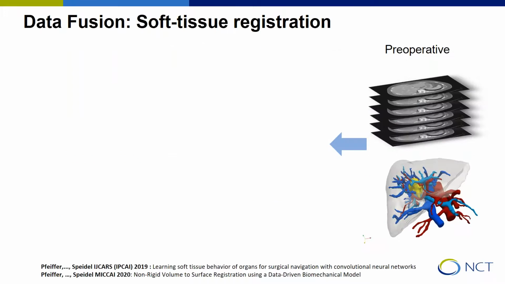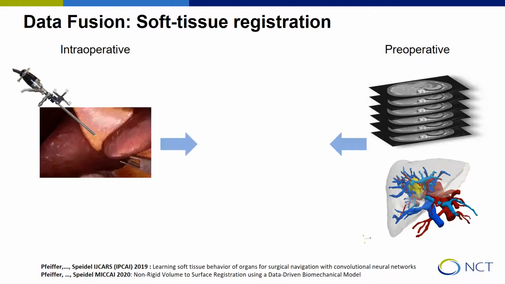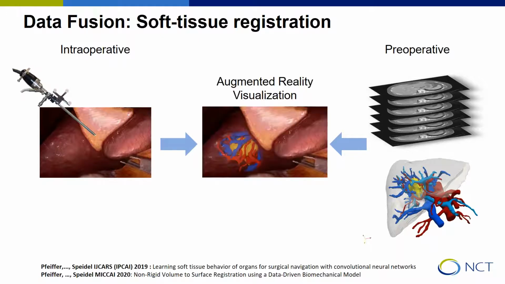So we are working intensively in the area of soft tissue registration. So the challenge here is that you have pre-operative data. You can generate out based on this a 3D model. Here you see a 3D model of the liver with a tumor in yellow. But if you want to use this in an intraoperative setting, this is a typical view in liver surgery. You have right now to fuse this data mentally.